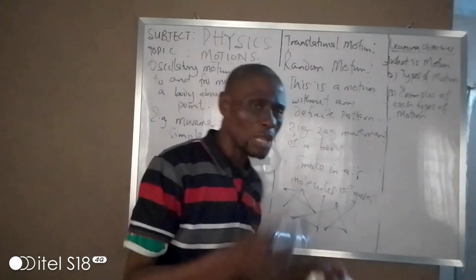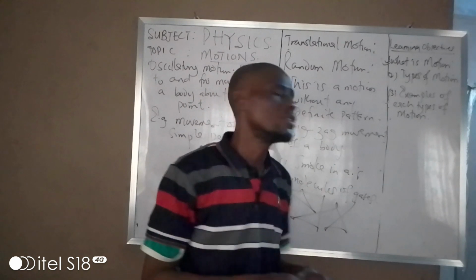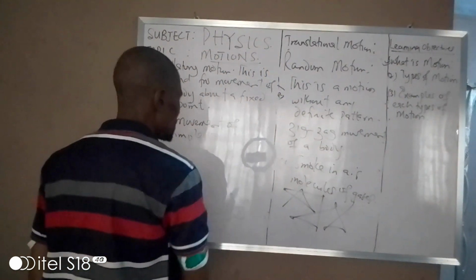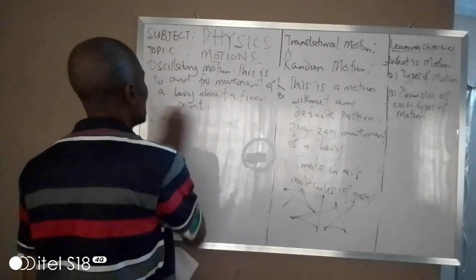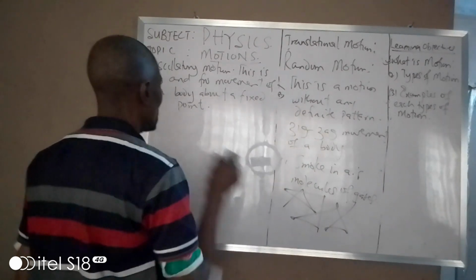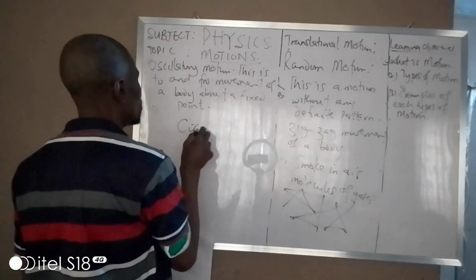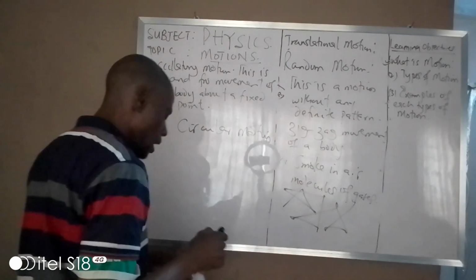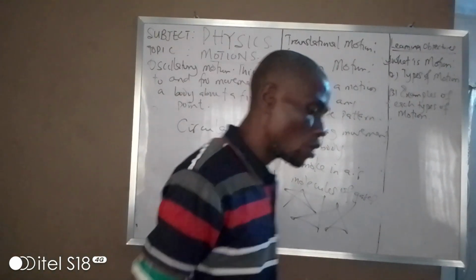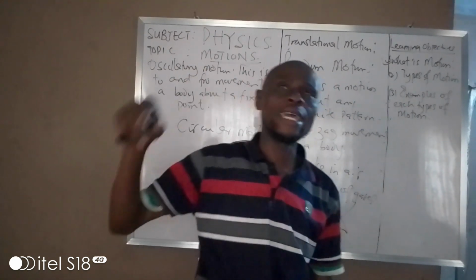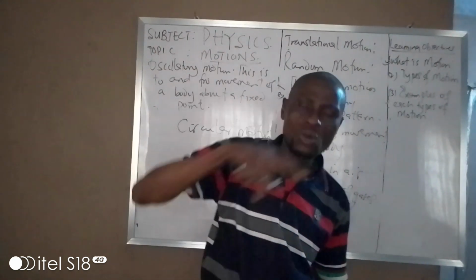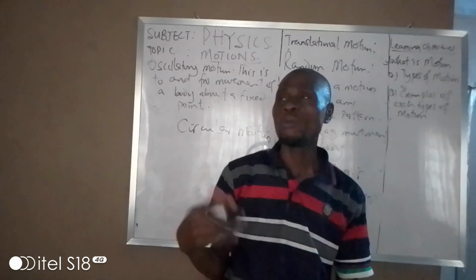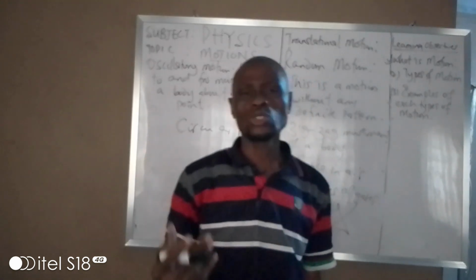Okay. So we are able to see. We also have what's called circular motion. Circular motion simply means when an object tends to move in a circular pattern. Those are circular motion. When an object moves in a circular path, like the revolution of the earth around the sun. Revolution of the earth around the sun is called a form of circular motion.